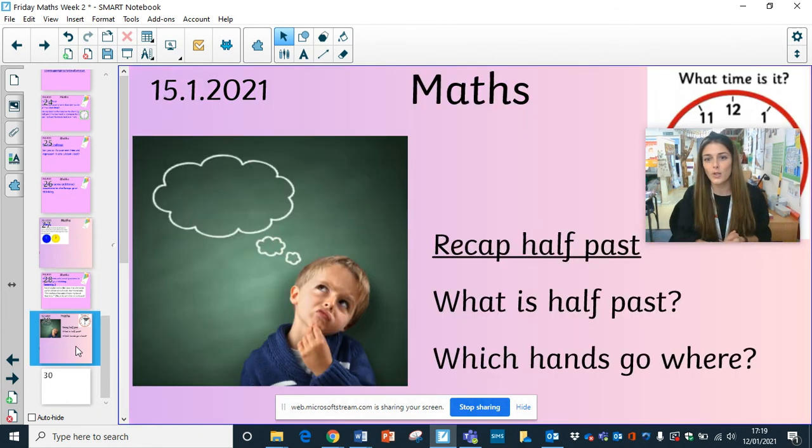Okay, so last of all, there's just a little recap, to round it up for your plenary. So what is 1:30? And what does it look like? So which hands go where? Because what we're going to do is represent the time 1:30 on the clock. And what is 1:30? So discussing what the hands are, where they go.